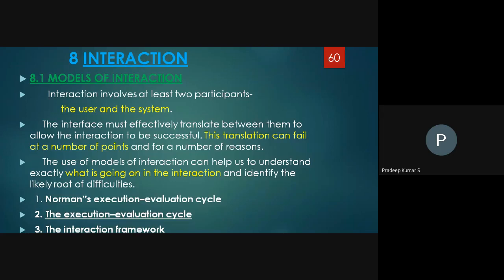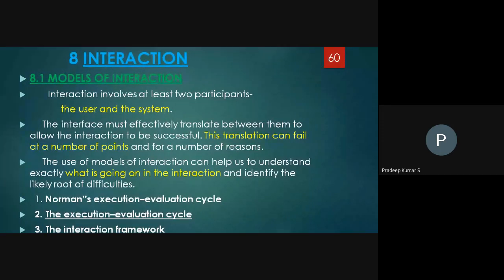Interaction takes place between the user and the system. That is human computer interaction. Meanwhile, the interface must effectively translate between them to allow the interaction to be successful. I want to make the session clear and interactive, so I have to maintain a proper PPT presentation. The PPT presentation refers to what? Proper slides with the valuable points, presented in a graphical manner. Then only can we interact. So the proper interface has to be done, and proper sharing mechanisms as well.